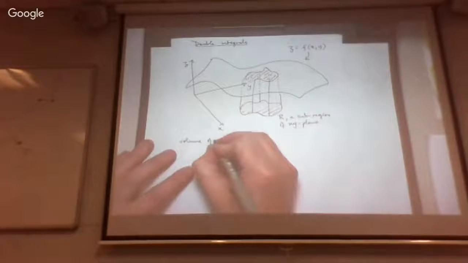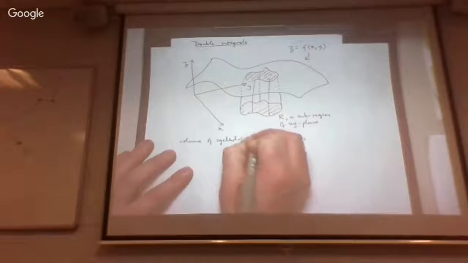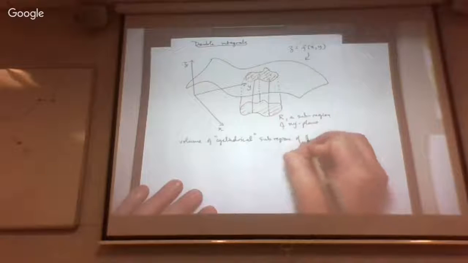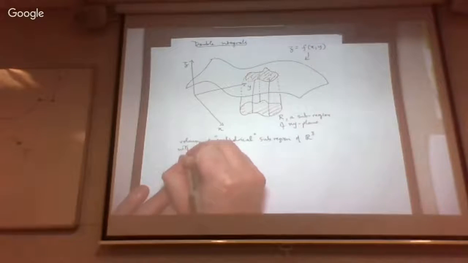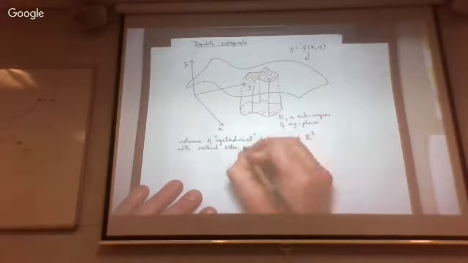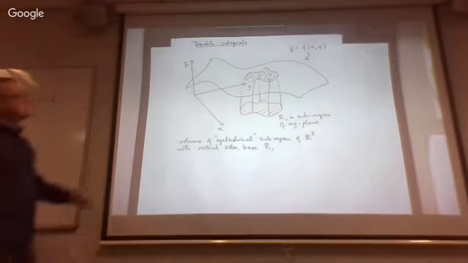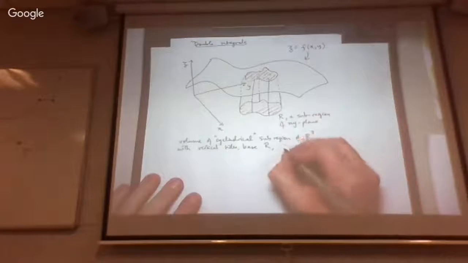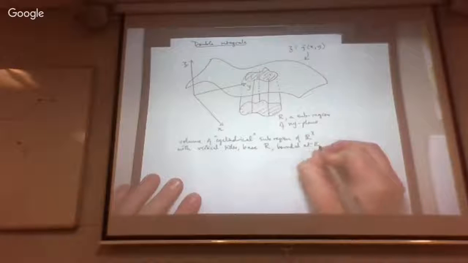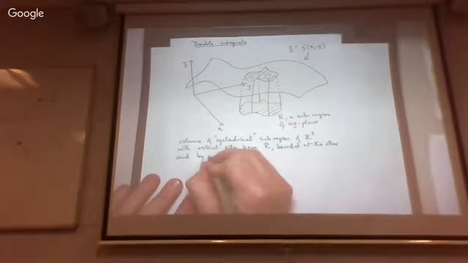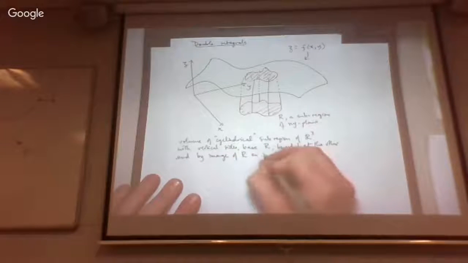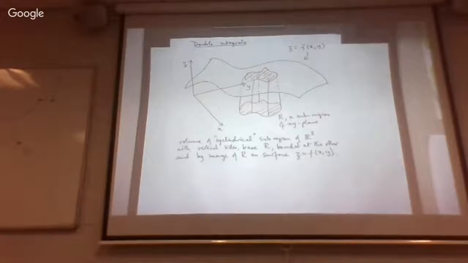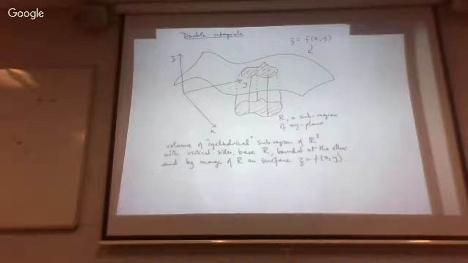What we're going to be describing here is the volume of the cylindrical, that's not really what you'd call a cylinder, but it's the cylindrical subregion or subvolume of R3 with vertical sides, base R. The base of this cylinder type thing is this region R in the xy plane, and bounded at the other end by the image of R on the surface defined by the function f.